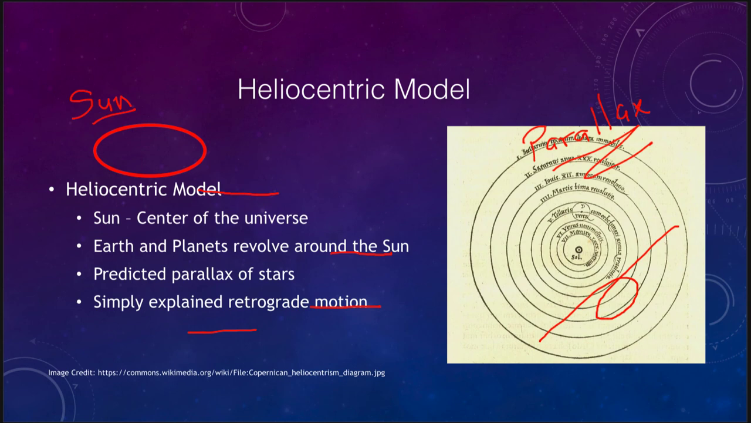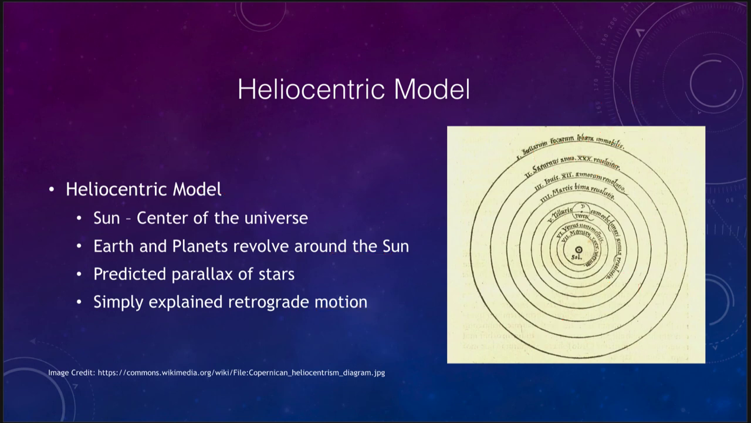So let's look at what we had here. The heliocentric model, this is a sketch from Copernicus's book. This is the drawing that would have had the sun at the center here, and then Mercury, Venus, Earth, Mars, Jupiter, and Saturn orbiting around it, and then the sphere of the stars. So the sun in this case was the center of the universe. The Earth and the planets all revolved around the sun. It did make that prediction. It predicted parallax of stars, and it simply explained retrograde motion. So we did not need epicycles here to explain retrograde motion.